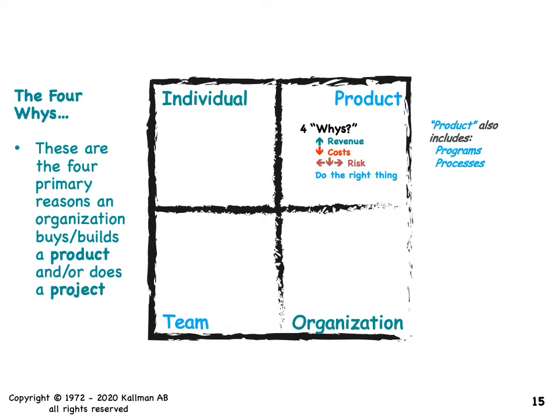Now on this list, it could probably be moved to the top, but we still include it on the list because typically if you're doing those 3 things above, all of those should fall into the category of doing the right thing. Should. Doesn't mean they always do, but they should. And so these are the 4 primary reasons an organization either buys or builds a product and or does a project. Now, in this box, through this lens, I mentioned on the other slide, product also includes programs, processes, and line management, which is part of process management.